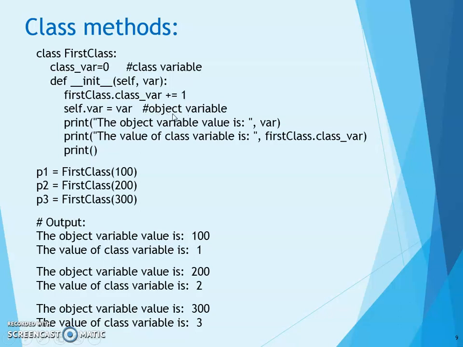This is the object variable. For the object variable, we are passing 100. So the value of var will be 100. And the value of the class variable, as we have incremented it to 1, will be 1.